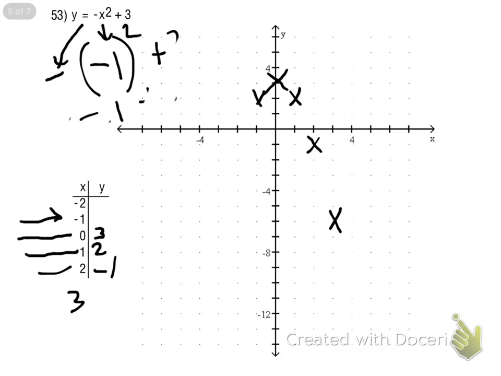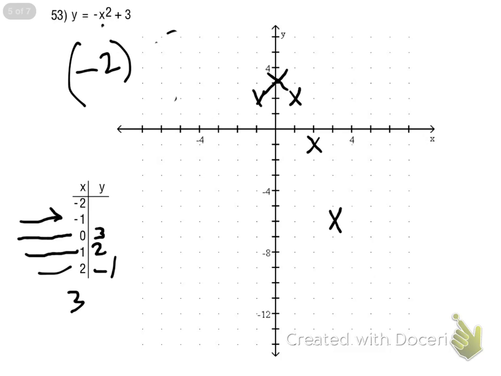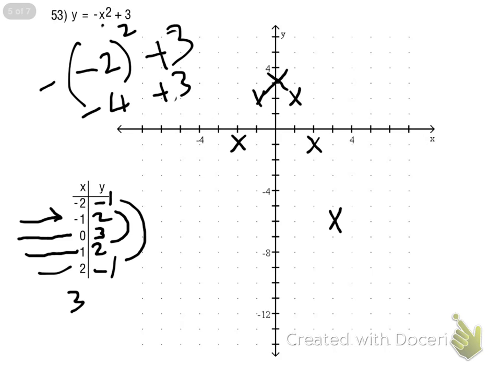How about when x is negative 2? Negative 2 is being squared. It still has a minus in front. I then add a 3. Negative 2 squared is 4, but it has a minus in front. Negative 4 plus 3 is negative 1. So again, when x is negative 2, y is negative 1. I forgot to put that in, but notice the repetition.